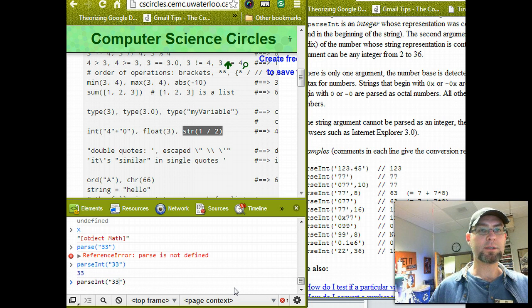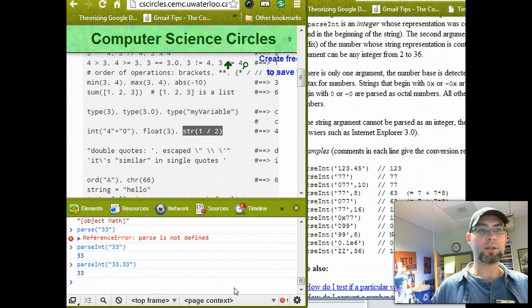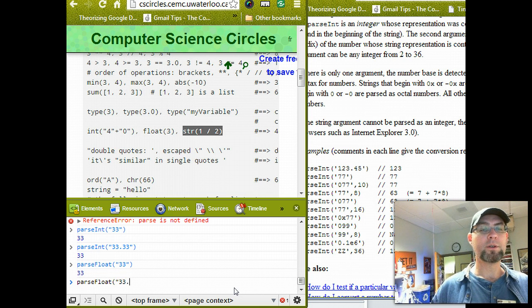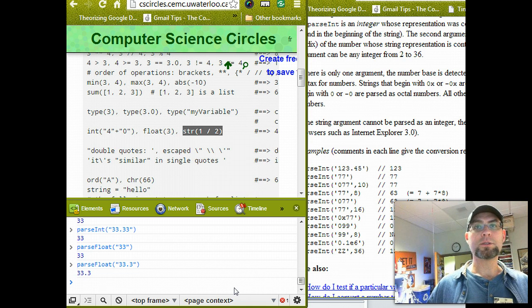I'll do it again, and this time I'll do 33.33. And that cuts off that. I'll do parseFloat. And then I'll try 33. And parseFloat 33.3. Keeps that. And so we've seen those examples.